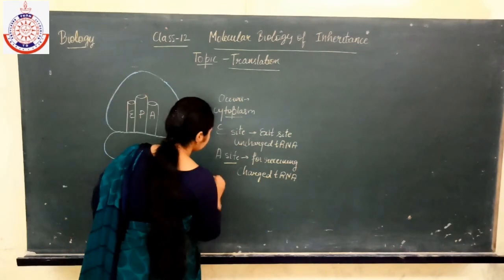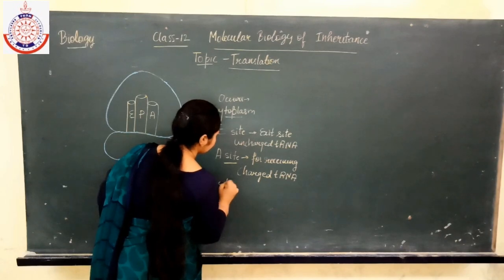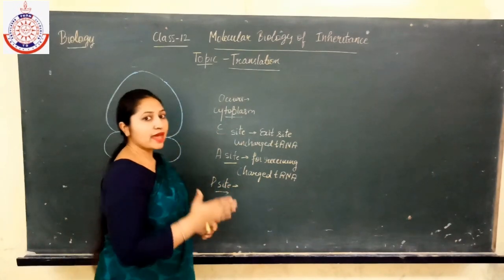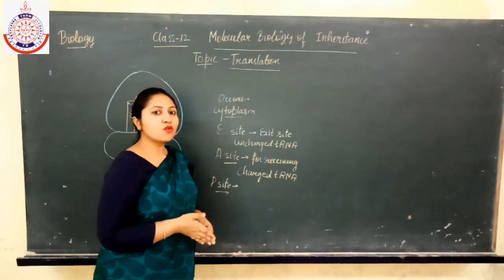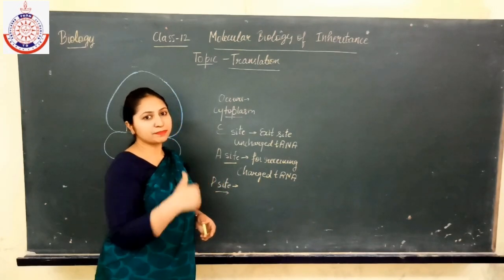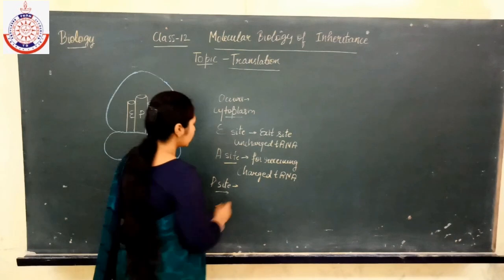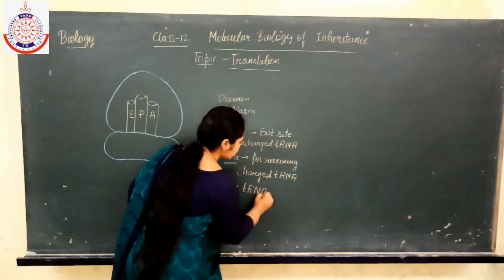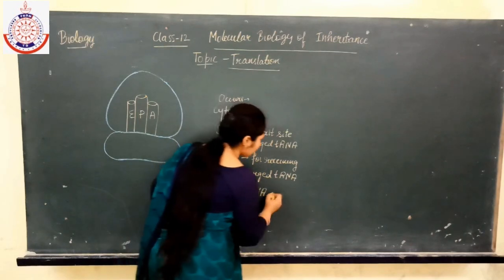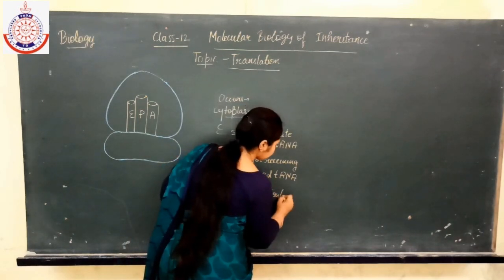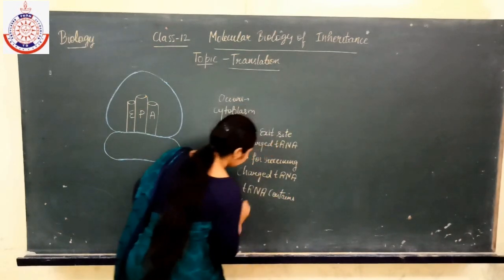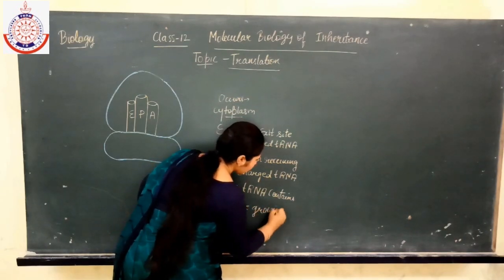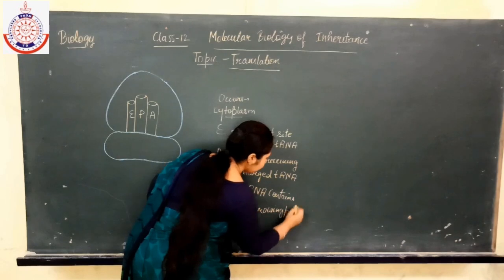Next is the P site. The P site is responsible for having the tRNA over which the growing polypeptide is present. Okay, so the P site has the tRNA which contains the growing polypeptide.